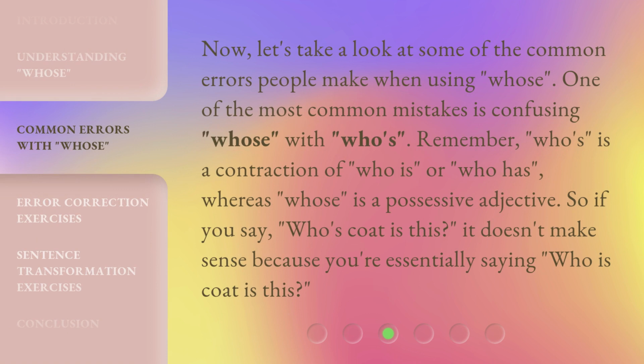Now, let's take a look at some of the common errors people make when using whose. One of the most common mistakes is confusing whose with who's. Remember, who's is a contraction of who is or who has, whereas whose is a possessive adjective. So if you say, who's coat is this? It doesn't make sense because you're essentially saying, who is coat is this?